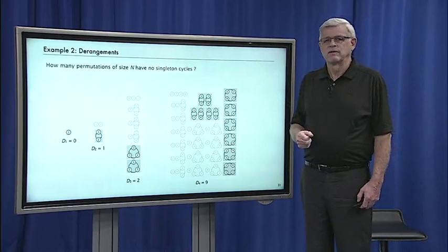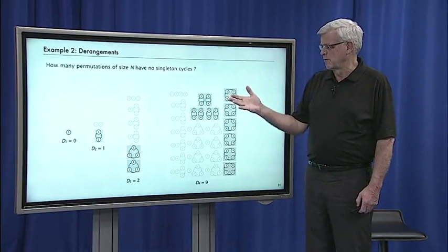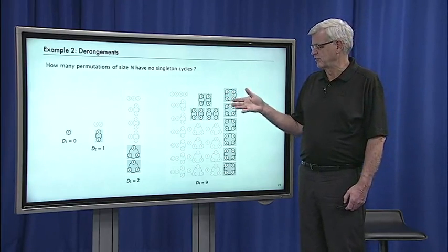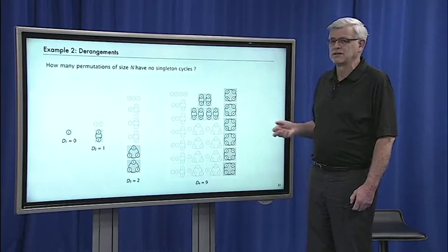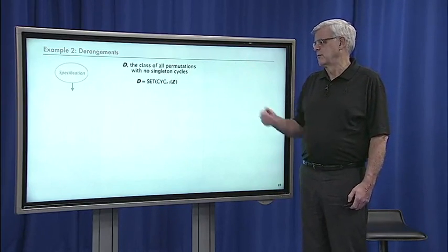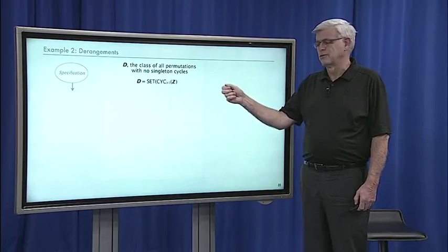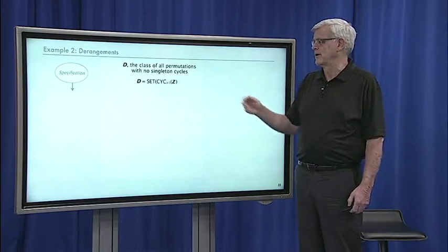So derangements, that's one of our classic problems where we want to know the number of permutations of size n that have no singleton cycles. So that's a familiar combinatorial construction. A derangement is a set of cycles where the length of all the cycles is greater than 1. That immediately translates to this generating function equation, e to the minus z over 1 minus z.